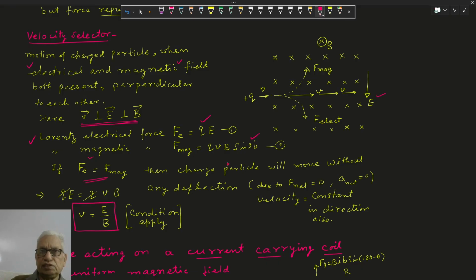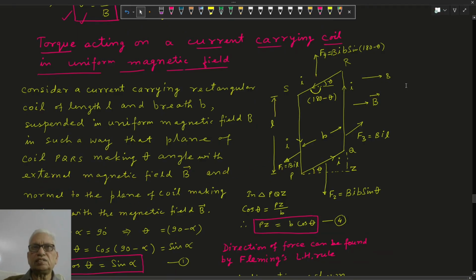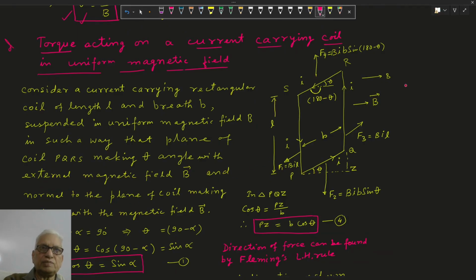If both are equal and opposite, then FE will be QE and this will be QVB sin theta. Q cancels and we get V. So this is the condition. If this condition is applied, if velocity is E upon B ratio, then this charged particle will go without any deflection because the electrical force and the magnetic force are equal and opposite. In this case, velocity is given by E upon B. Now consider here, this is also a very important topic, the derivation has come in boards many times.